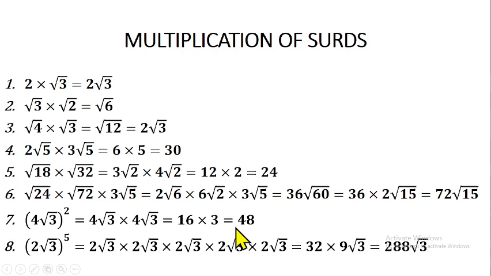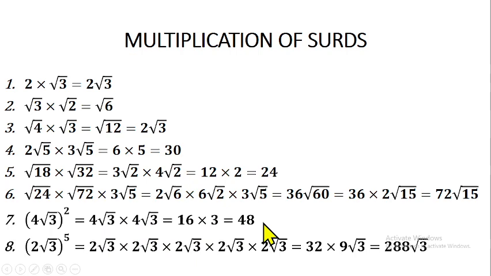Then the next question is (4√3) squared. So we want to simplify a surd with a power. How do we do this? From your primary school, what is a square? A square means a times a. So (4√3) squared will give us the same thing as 4√3 times 4√3. That means this 4√3 appears in two places. So from there as well, we can now multiply. 4 times 4 will give us 16. √3 times √3 will give us 3. 16 times 3 will give us 48. Do we understand that? Good.